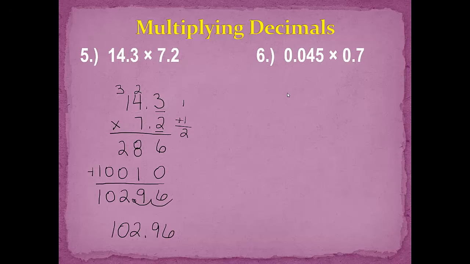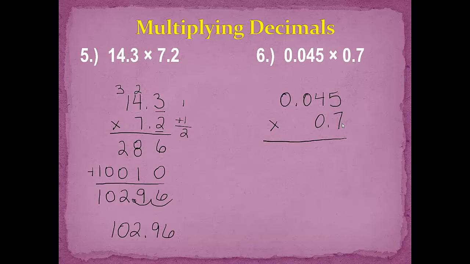For number 6, I have 0 and 45 thousandths times 7/10. Remember, you do not have to line up your decimals. So we have 0.045 times 0.7. I'm going to make sure my numbers are lined up at the end.